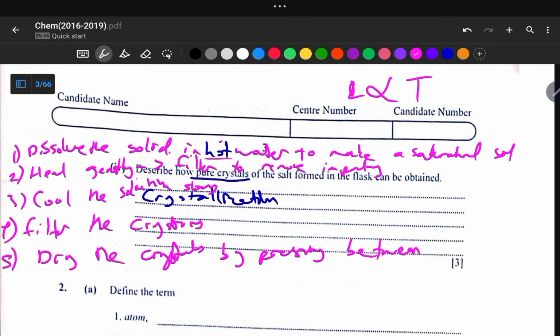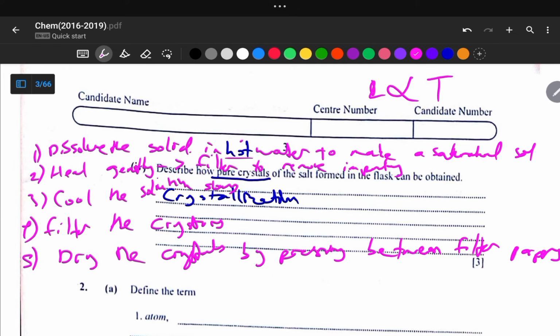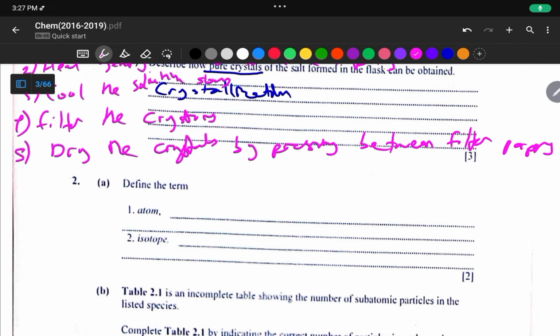So filter paper, it is a drying agent, right? Filter papers, or placing them in a warm oven, right? So that's the method of crystallization. So you should know the general overview, like to outline the method of crystallization. On number 2 says define the term atom, and then also define the term isotope.